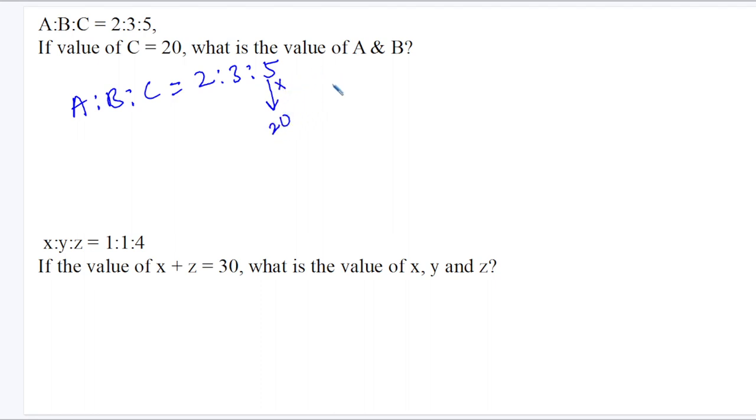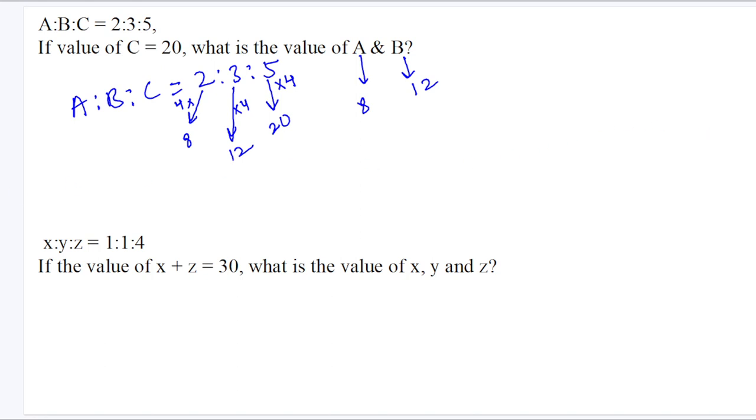So what should I multiply 5 with to get 20? That's 4. 5 when multiplied by 4 can give us 20. So that's how I can get the value of A. 4 times 2, that's 8. And the value of B will come to 12. So A is 8 and B is 12.